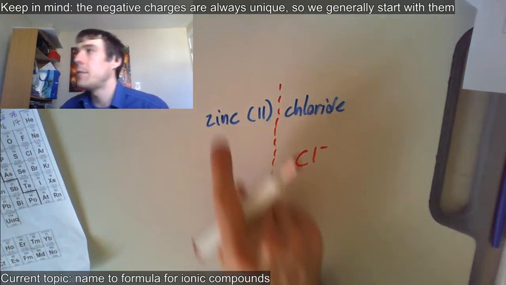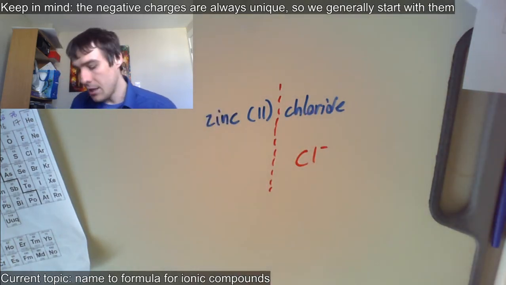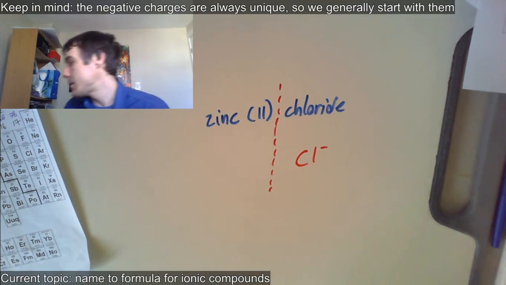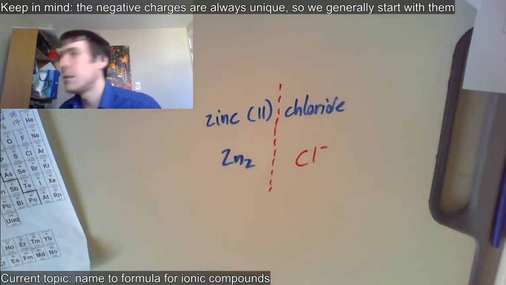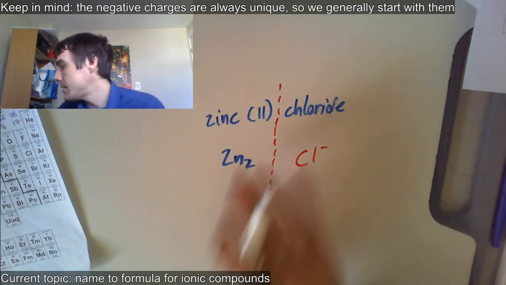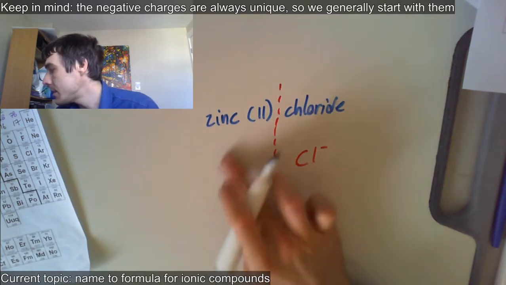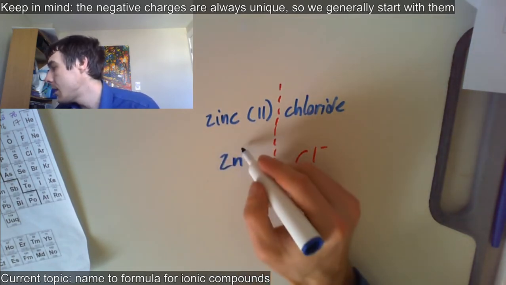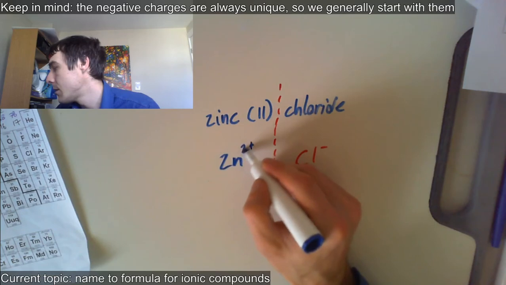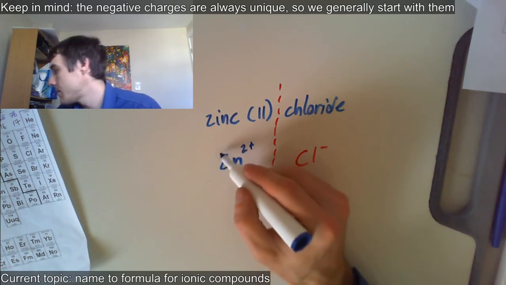Cl minus. But what does zinc 2 mean? Often I see students go, oh, zinc 2, that's that. But it's not. That is not what it is. Zinc 2 means that the zinc has a charge of 2 plus. Zinc with a charge of 2 plus.